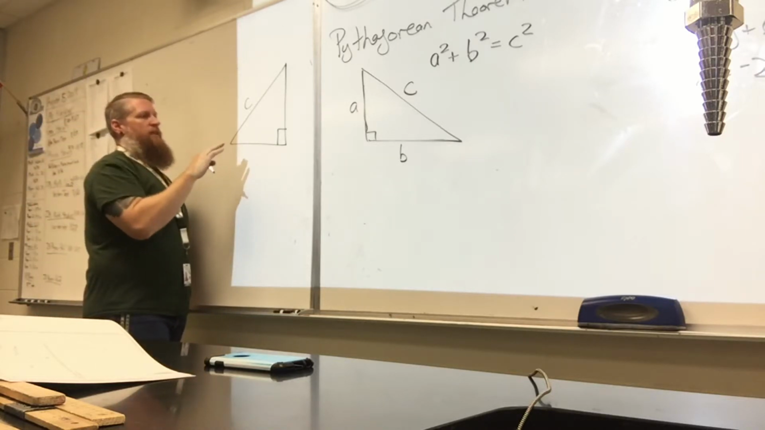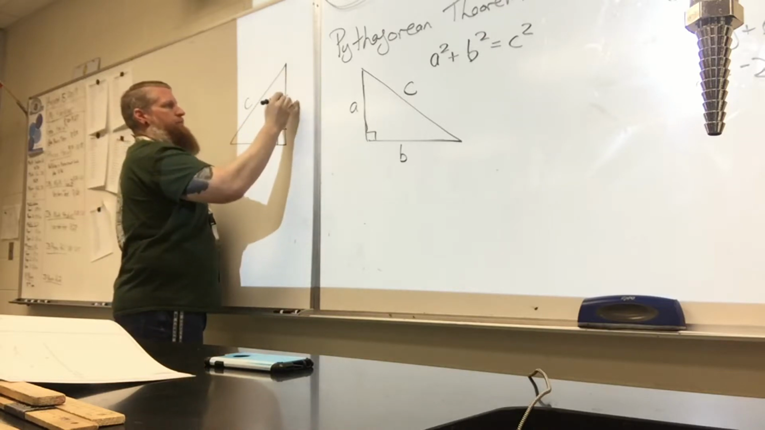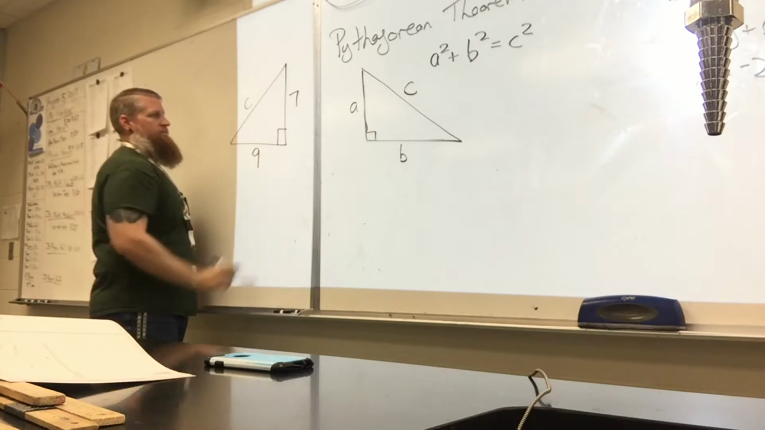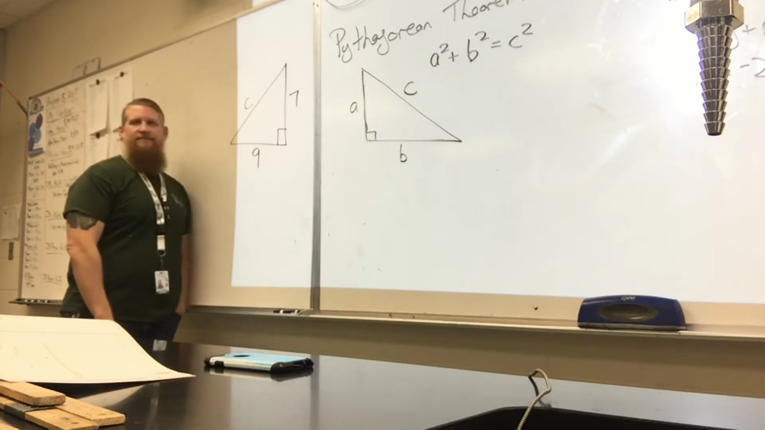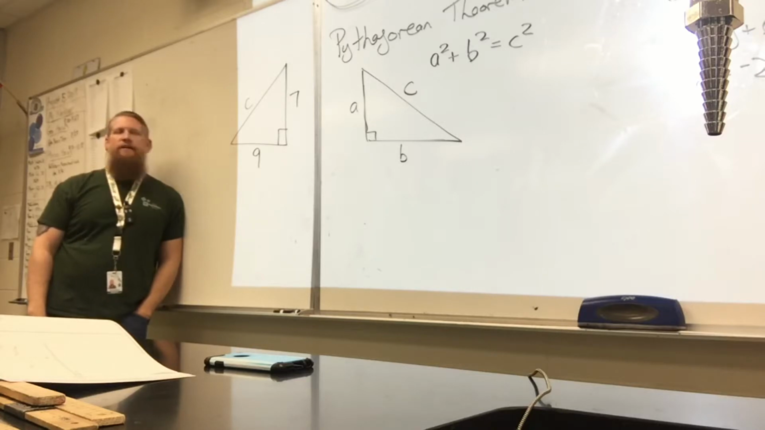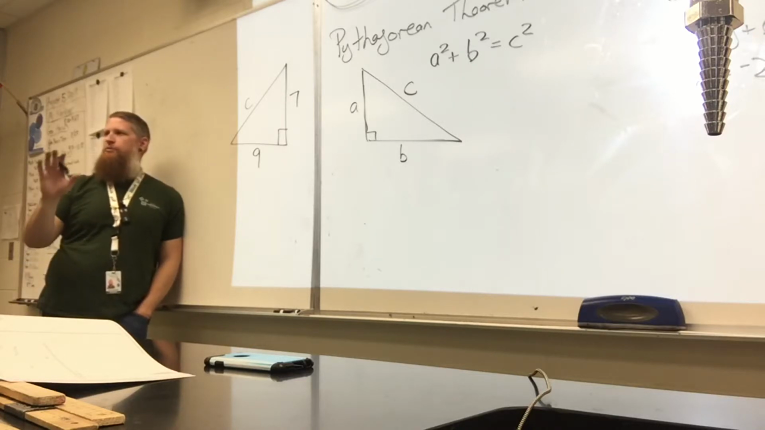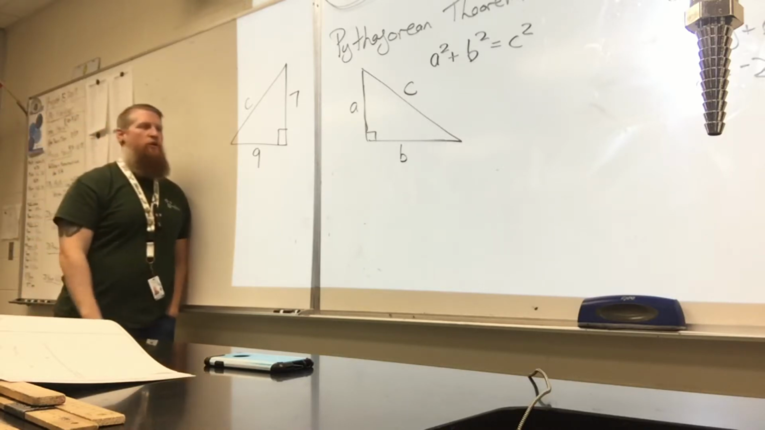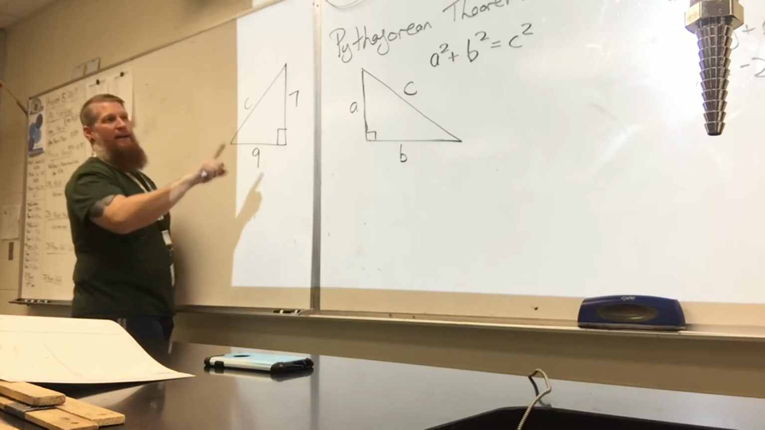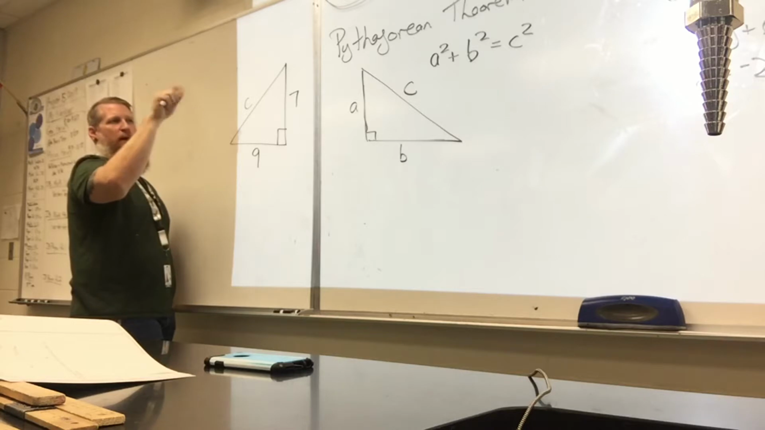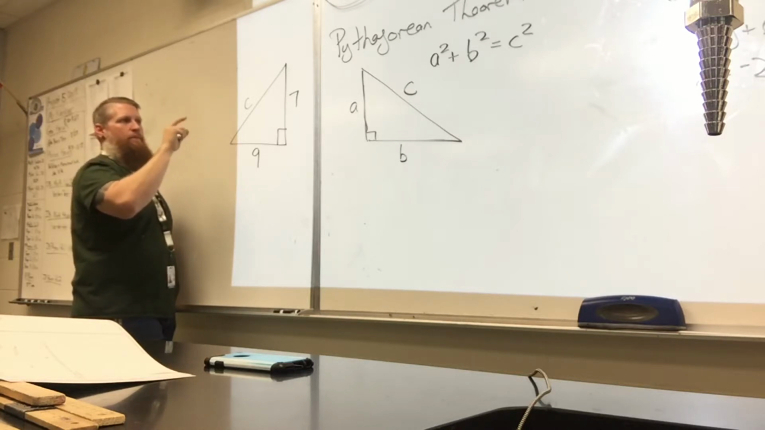So for example, let's say, give me a number here. 7. 4? Yeah, could do that. If I wanted to solve, you're just plugging 9 in for A, 7 in for B, or vice versa, and then C. It doesn't matter which one you call A or B. The only thing that matters when you're doing this is the C, the longest side, better be the one that's by itself. Okay?